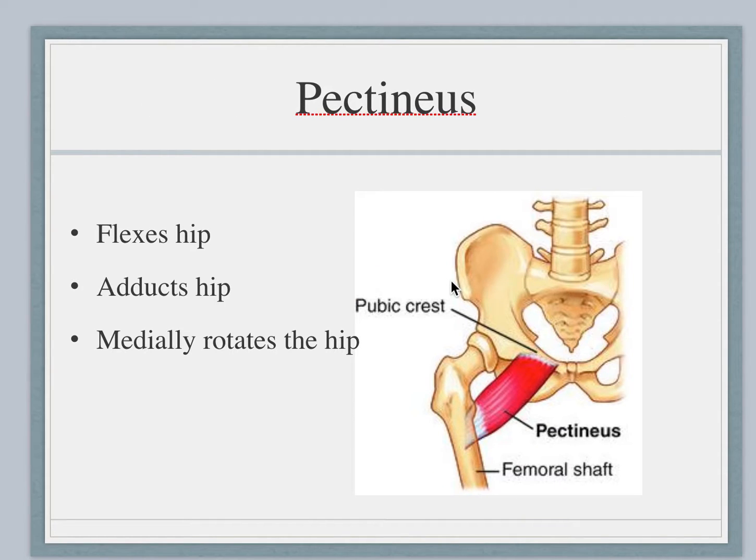The pectineus muscle, you see here, attaches from the pubic symphysis area, the pubic bone, and attaches over to the femur. This runs in front of the hip joint, so it's going to flex the hip since it's anterior to the hip joint. It's also going to adduct the hip because of the angle at which it's situated. When it contracts, it brings the femur in towards the midline, so it adducts the hip. And it's inserted on the femur such that when it contracts, it medially rotates the hip.